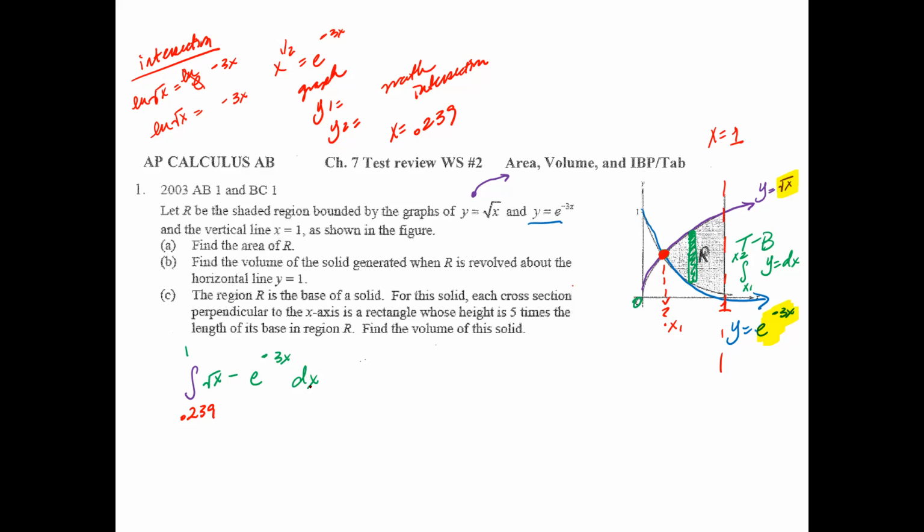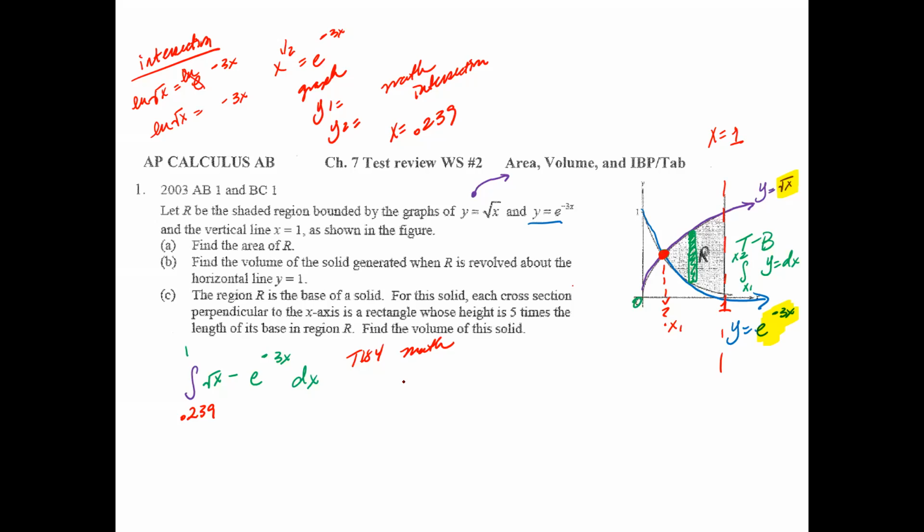All right, so now that we have this, you're going to use your TI-84. Make sure you guys go ahead and push math, and make sure you do 9. Insert the lower and upper bound. Make sure you put the x for the dx. Hit enter, and then your area is 0.442 unit squared. And that's your part A.